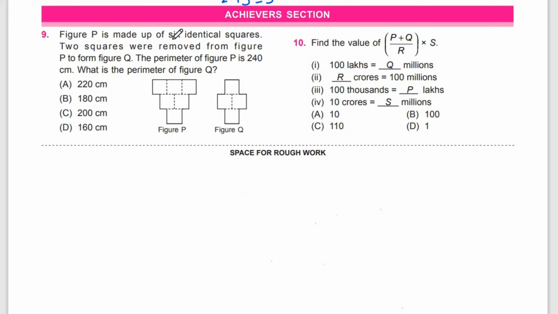Figure P is made up of 6 identical squares. 2 squares were removed from figure P to form a figure Q. The perimeter of figure P is 240 centimeters. What is the perimeter of figure Q?